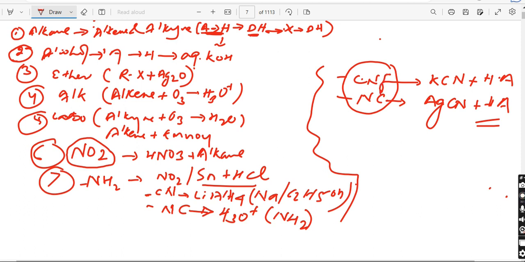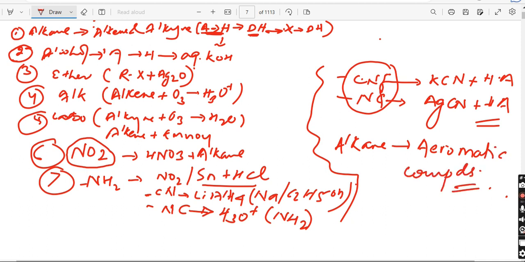So we are done up to here. In the next session we'll try to convert the alkane into aromatic compounds, right? Aromatic compounds. Thank you.